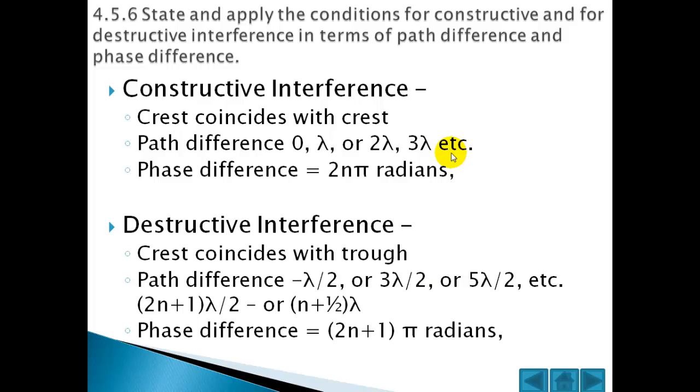So the conditions are this. For constructive interference, the crest collides with the crest of the other wave. The path difference is 0, or lambda, or 2 lambda, or 3 lambda. So the path difference is n lambda, or a phase difference of 2n pi radians. For destructive interference, the crest coincides with the trough from the other source. The path difference is lambda over 2, or 3 lambda over 2, or 5 lambda over 2, and so on. So it's basically (2n plus 1) lambda divided by 2.